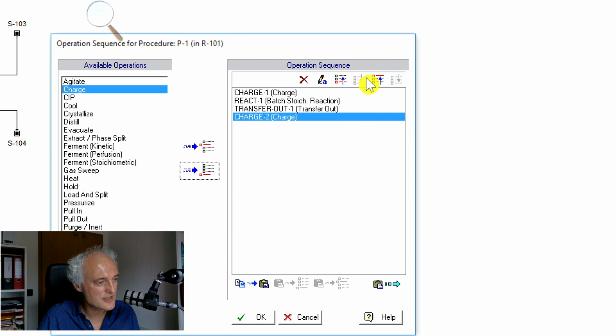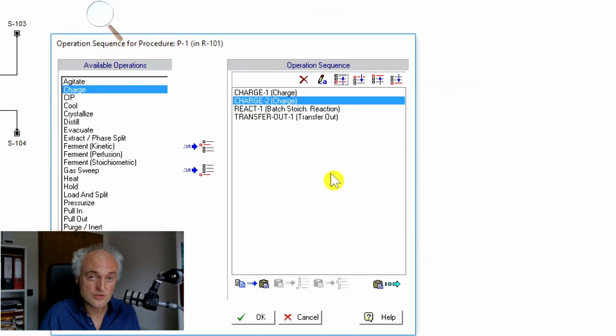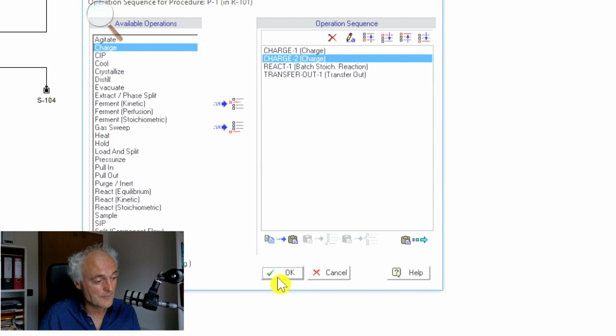And then you see here, you have errors. Then you can bring it up here. It's important, the order matters. Yeah, this is very important. You first need to charge and then you can react. The software will not complain if you have a different order. Yeah, this is very dangerous. Make sure that the order is correct. So charge 1, charge 2, and so on. So this is how you can delete an operation here.